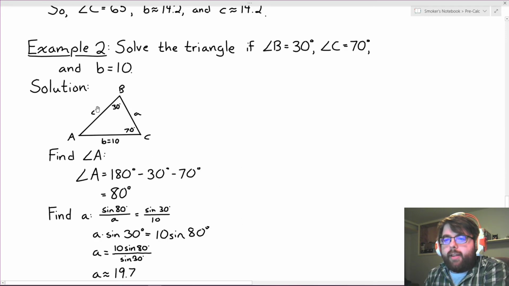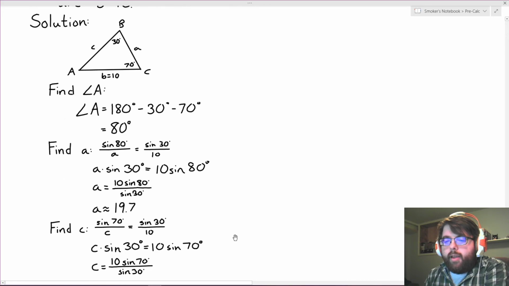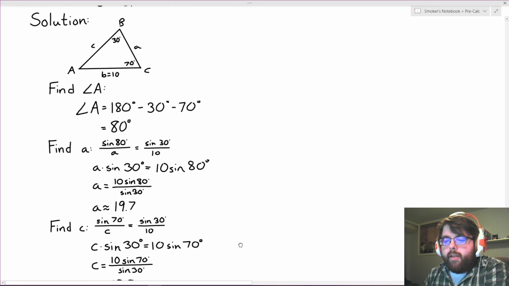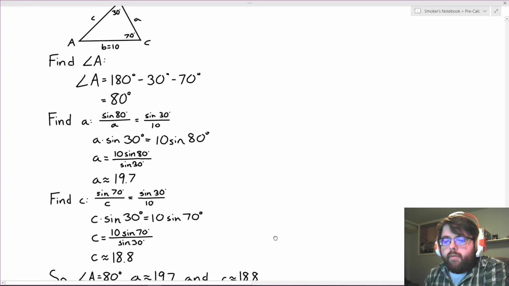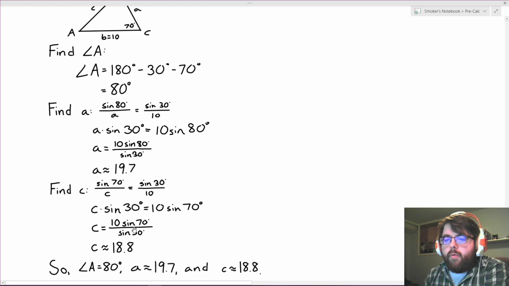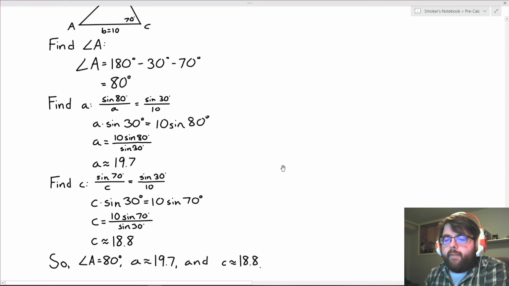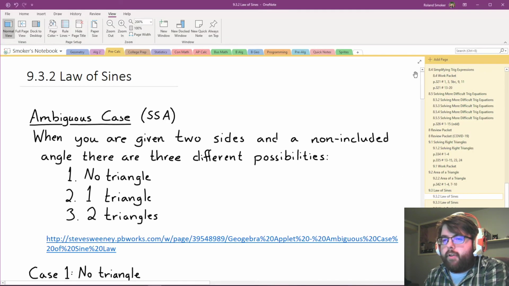We found A, we need C. So sine of 70 over C, and we use the sine of 80 over, sine of 30 over 10. We're going to use that again. We're going to cross multiply, divide both sides by, if I'm going too fast, please just pause the video. Pause the video, rewind, whatever you need to do. And so cross multiply, divide by sine of 30, and once again, we find these sides. So, law of sines. Good stuff, right? Good stuff.